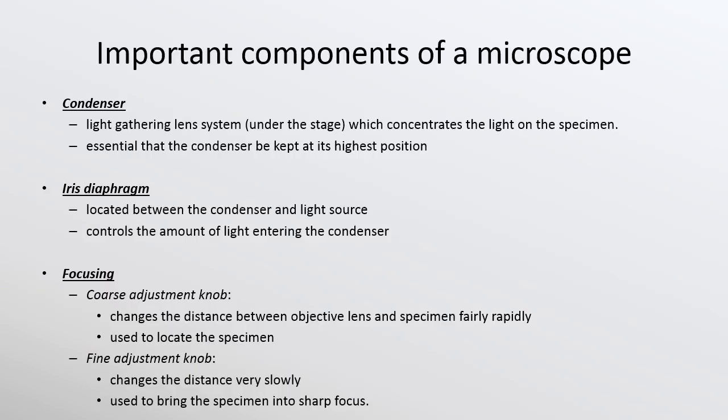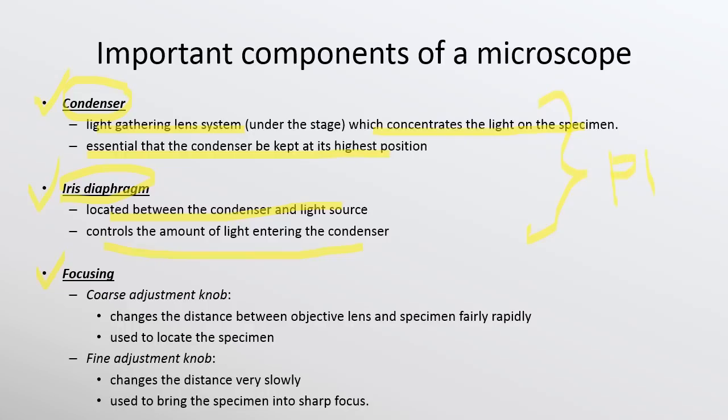Other important components of the brightfield microscope are the condenser, iris diaphragm, and focusing. The condenser's function is as a light gathering lens system, which concentrates the light onto the specimen. It is essential that the condenser be kept at its highest position. The following one is the iris diaphragm. It is located between the condenser and the light source, and controls the amount of light entering the condenser. So for your practical one, please do not disturb the condenser and the iris diaphragm.